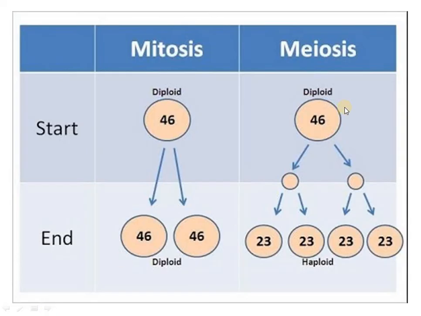See here, this is the mother cell which was diploid, consisting of 46 chromosomes. It gets divided into 2, and these 2 further get divided into 4 cells, and each of the 4 cells will consist of half the number of chromosomes. That is why it is known as haploid. So what is the difference between mitosis and meiosis? In mitosis, the daughter cells were having 46 chromosomes. In meiosis, the daughter cells were having 23 chromosomes. 2 daughter cells were produced, 4 daughter cells were produced.